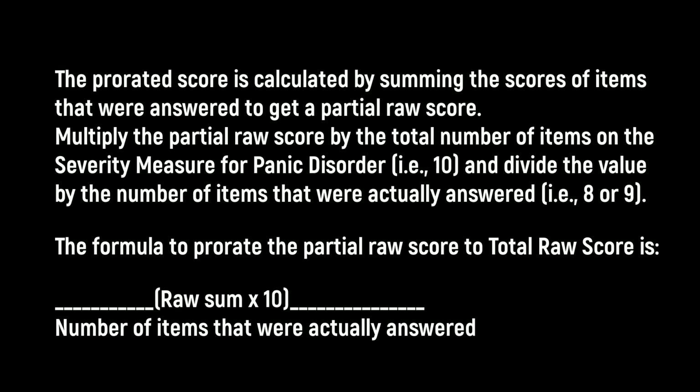The prorated score is calculated by summing the scores of the items that were answered to get a partial raw score. Multiply the partial raw score by the total number of items on the Severity Measure for Panic Disorder, in this example 10, and divide the value by the number of items that were actually answered, in this example 8 or 9. So the formula to prorate the partial raw score to the raw score is: raw sum multiplied by 10, divided by the number of items that were actually answered. If the result is a fraction, round to the nearest whole number.